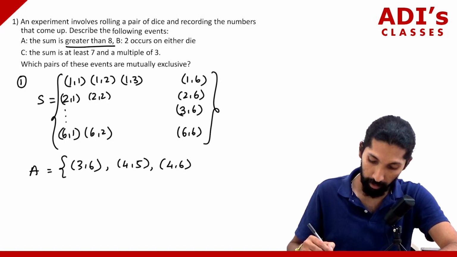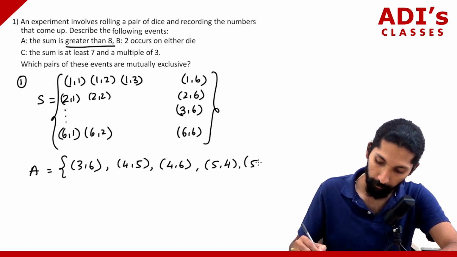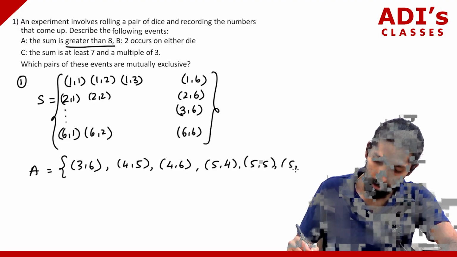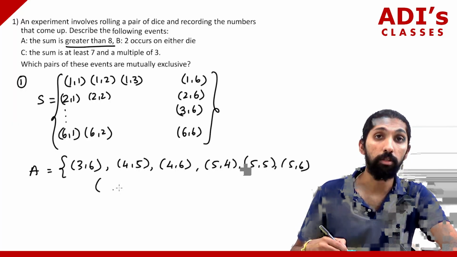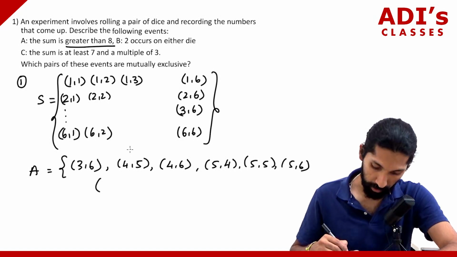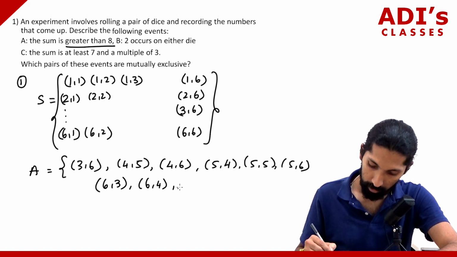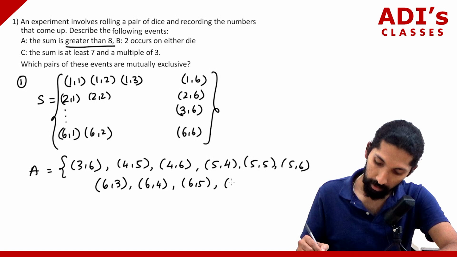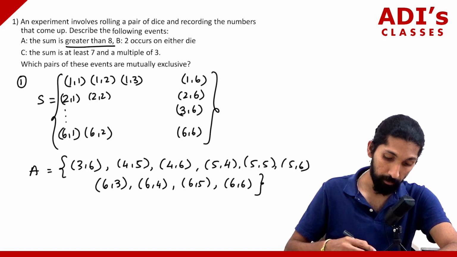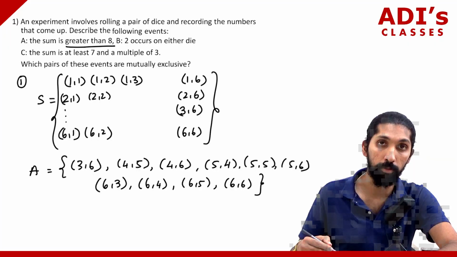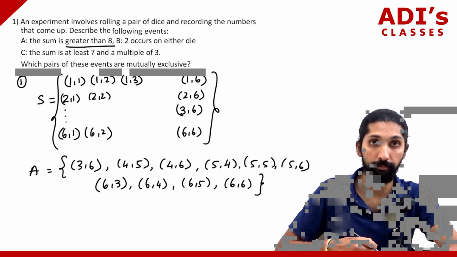Correct? Now the same thing if you look at 5: 5 comma 4, 5 comma 5, 5 comma 6. Correct? And then finally, 6 comma 2 is 8, so we start by taking 6 comma 3, 6 comma 4, 6 comma 5 and 6 comma 6. Right? So the sum is greater than 8, we have so many possibilities. So this is the answer for A.